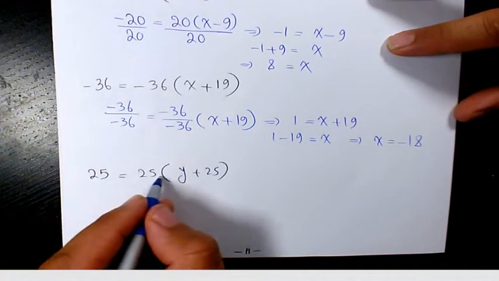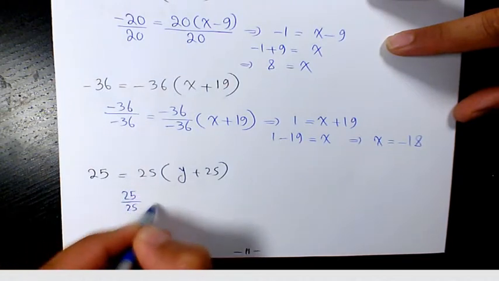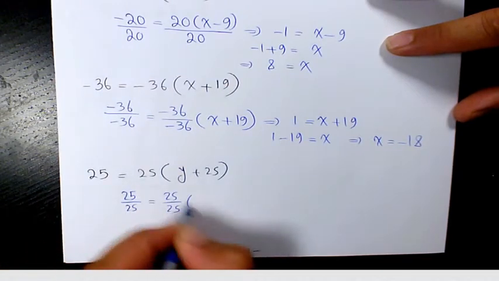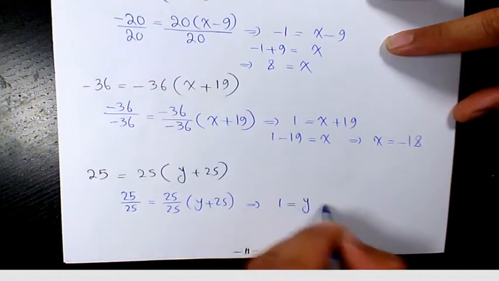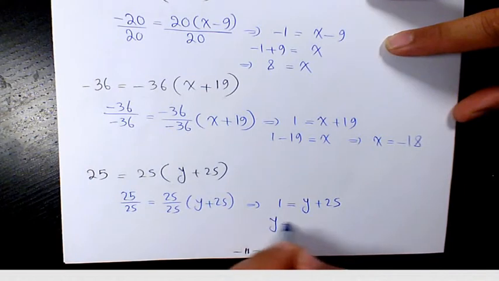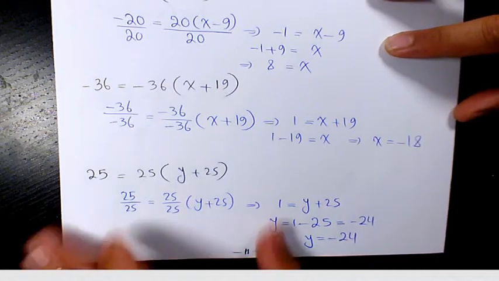25 equals 25 times y plus 25. So I need to divide both sides by 25. 1 equals y plus 25. So y will be 1 minus 25, which is negative 24. So y will be negative 24.